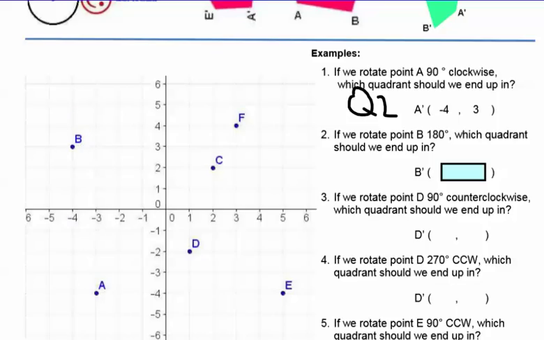Let's go ahead and look at the next one. And again, if we notice, going back to what we said, we would end up in quadrant 2. We did. This point is in quadrant 2. Let's look at the next one.